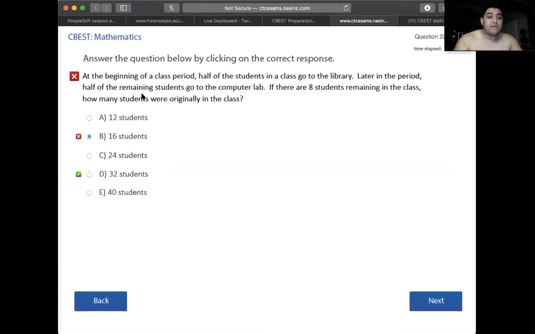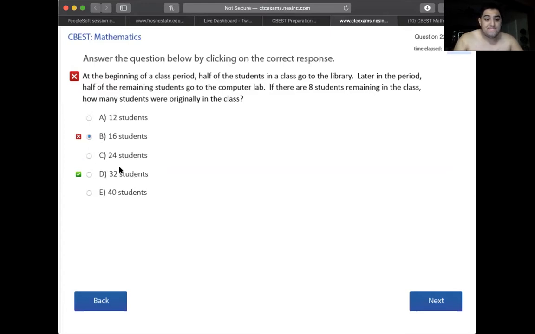So if you think about it, half of 16, 8 and 8. And now there's 8 remaining, which adds up to 24. Now you can think of it another way as well. You can go 12 students leave to the library, and then the other 12 go, adds up to 24, and now there's 8 remaining. And now it adds up to 32. 8 and 24 are 32.